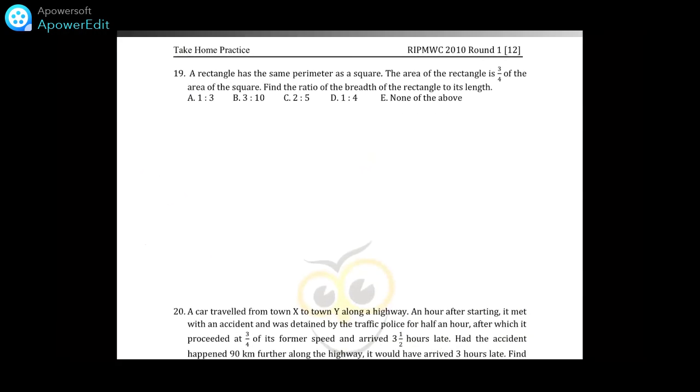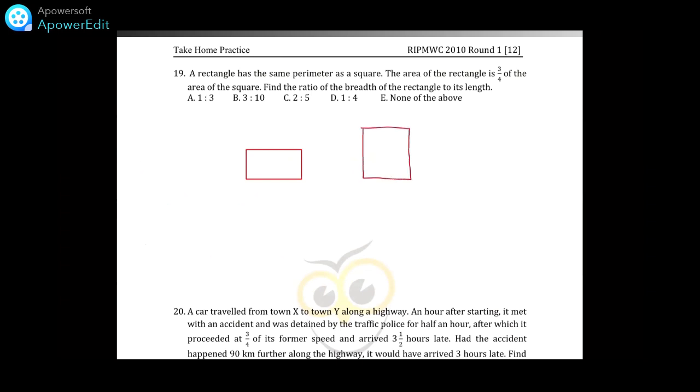Now, question 19. A rectangle has the same perimeter as a square. The area of the rectangle is 3/4 of the square. This one actually is quite easy. You can just do guess and check.